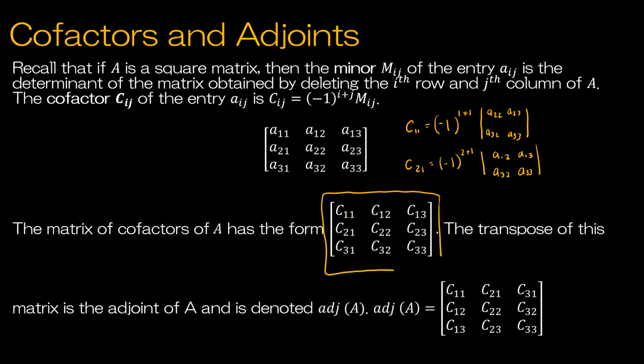Now, if I were to find the cofactor of every single element, I could make a matrix of cofactors. And if I take the transpose of that matrix, remember a transpose means that the rows become columns and the columns become rows. So the first row becomes the first column, the second row becomes the second column, the third row becomes the third column. That is called the adjoint of A.